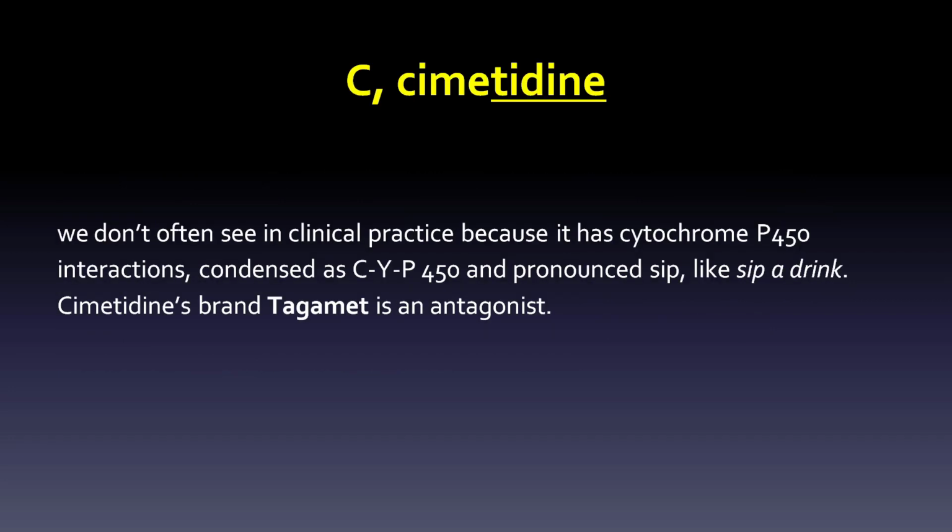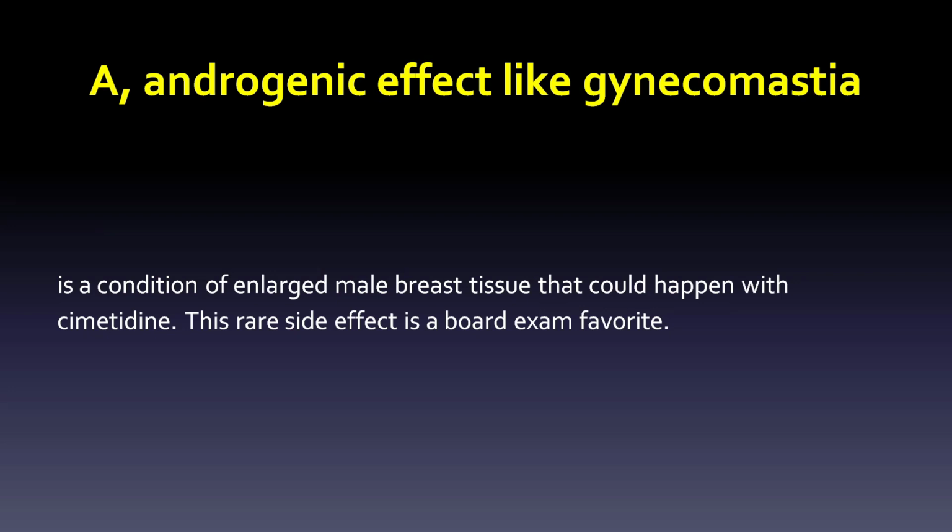C. Cimetidine. We don't often see it in clinical practice because it has cytochrome P450 interactions, condensed as CYP450 and pronounced sip, like sip a drink. Cimetidine's brand Tagamet is an antagonist. The TA in antagonist will help you remember. A. Androgenic effect like gynecomastia, a condition of enlarged male breast tissue that could happen with cimetidine. This rare side effect is a board exam favorite.